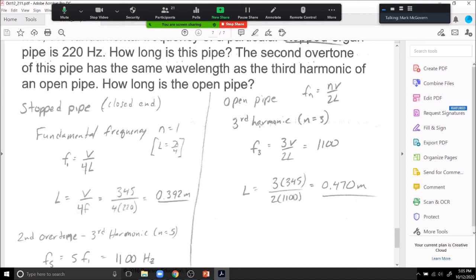And the idea here is that I'm setting the third harmonic frequency to be equal to 1100. I plug in my value of n equals 3 here. I know my velocity. I solve for my length here, and the length is 0.47. So it's actually two different problems in one, using the same speed and then matching up the harmonics here.